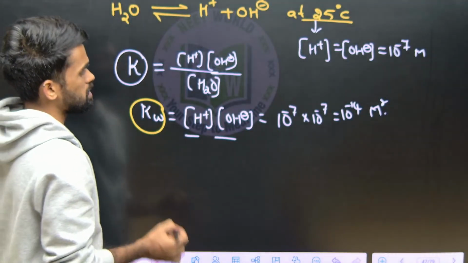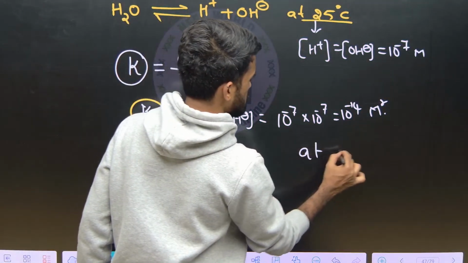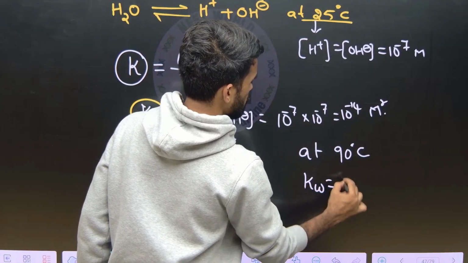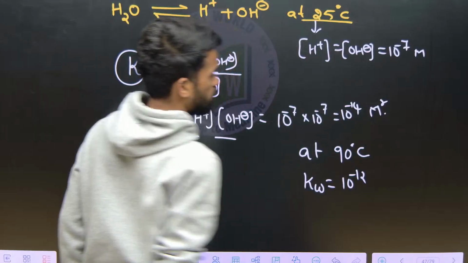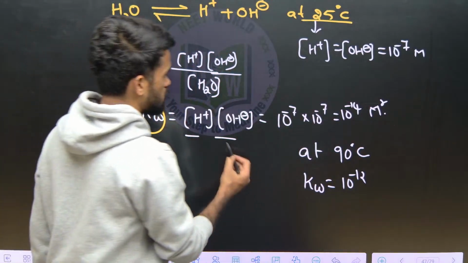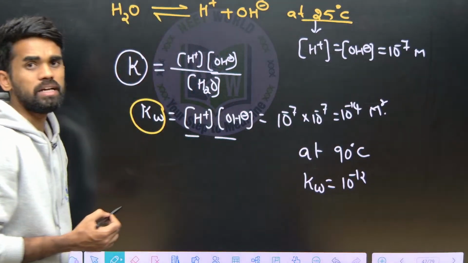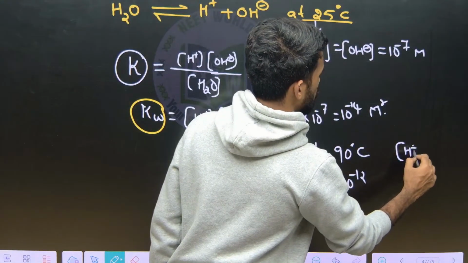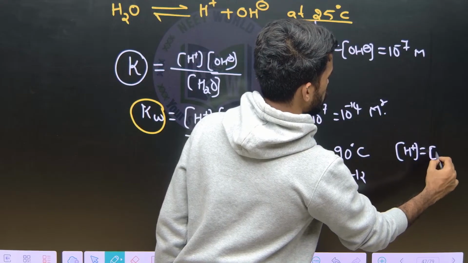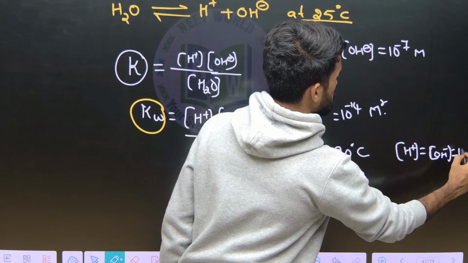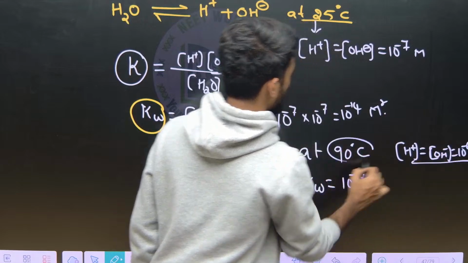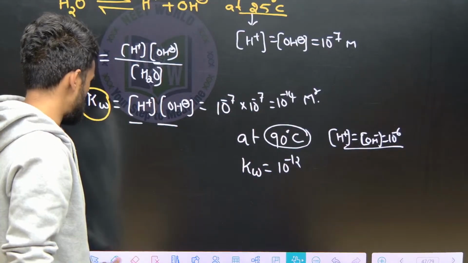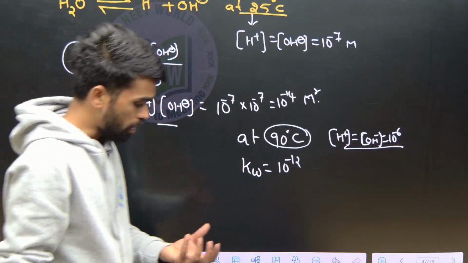Okay, if I discuss the same story at 90 degrees Celsius, Kw will be equal to 10 power minus 12. That means the concentration of H plus and OH minus ions at 90 degrees Celsius is almost equal to 10 power minus 6. How much? 10 power minus 6. This is at what temperature? 90 degrees Celsius.